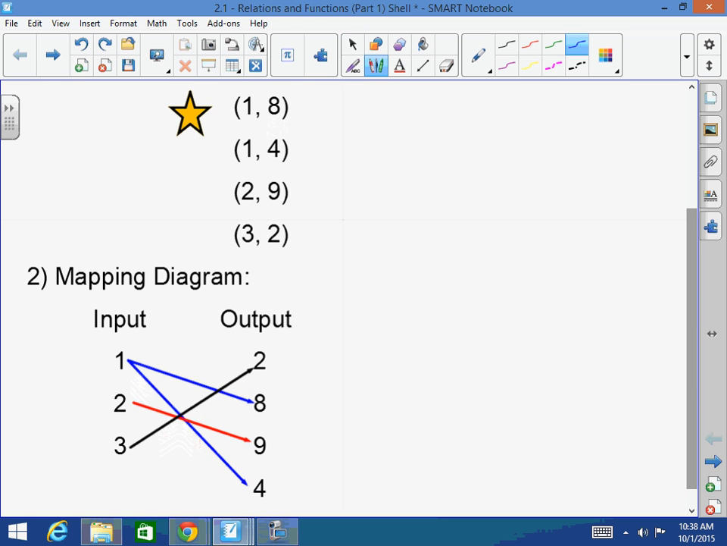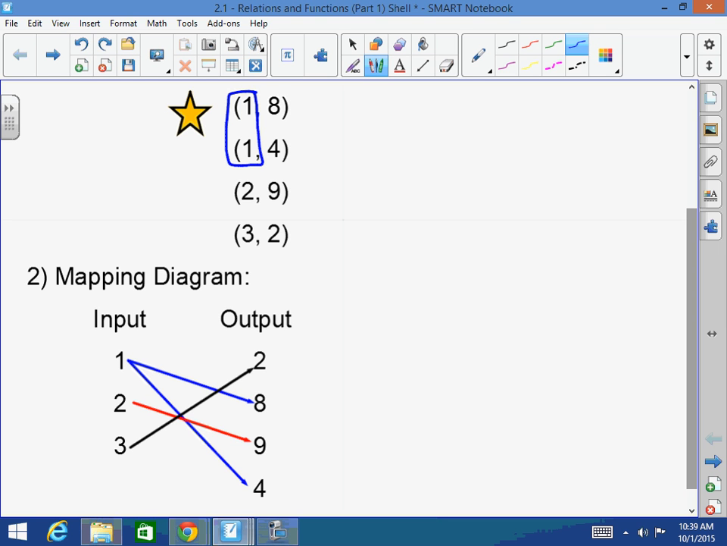Please notice, though, that when making a mapping diagram, if you have repeating inputs or outputs, you only have to put one of those in the mapping diagram. Why do you have to only put one of them? Because it is a mapping diagram. So the mapping diagram tells you what that in particular input value translates to as the output.